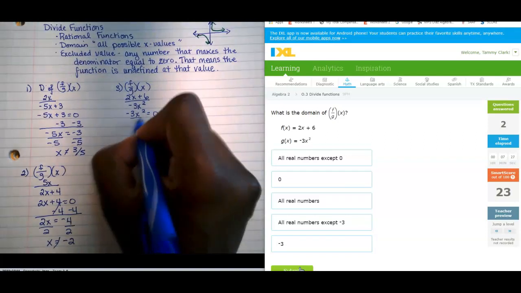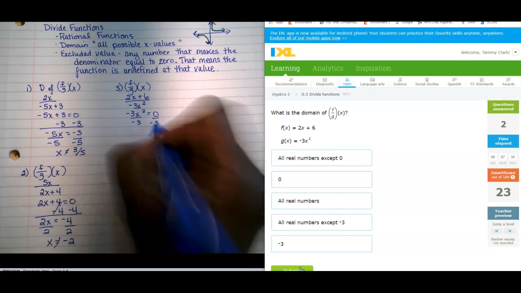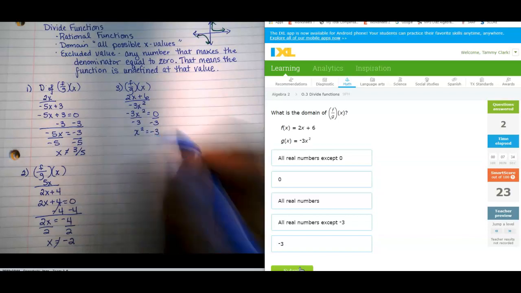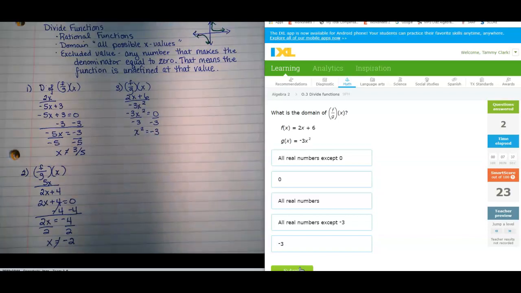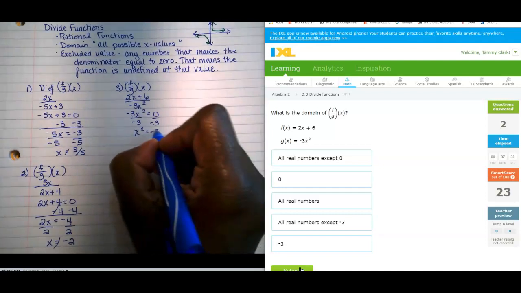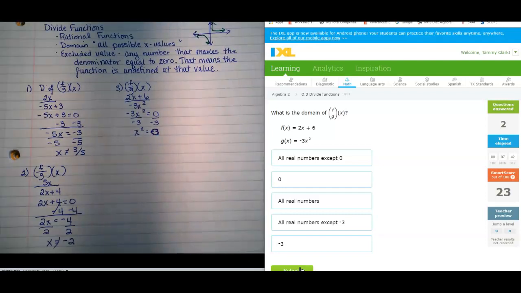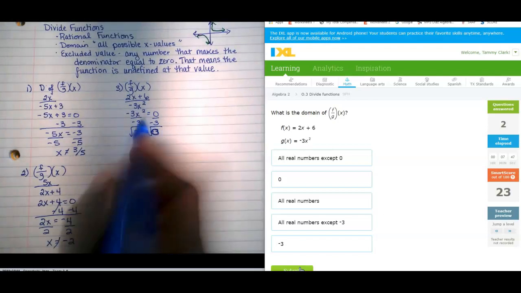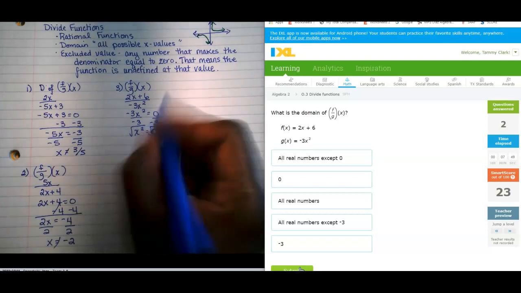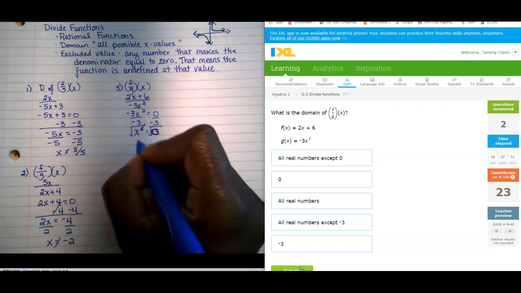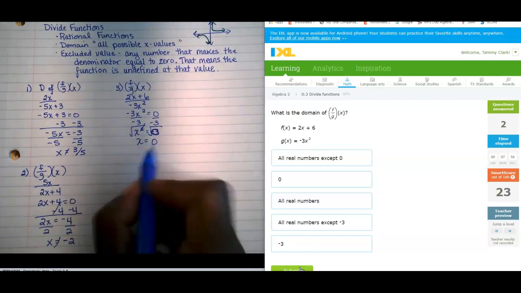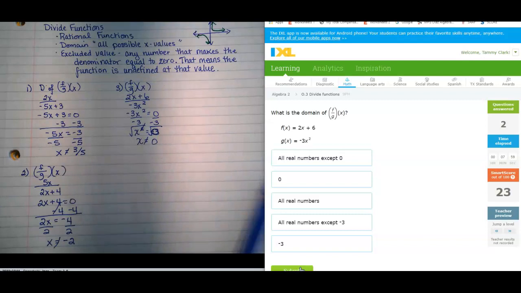So I'm going to divide by negative 3 on both sides of the equation. And that leaves me with x squared equals 0. 0 divided by negative 3 is just 0. So I'm going to take the square root of both sides. Square root cancels out a square, they're inverses of each other. So that leaves me with x is equal to the square root of 0, which is just 0. So our excluded value would be 0. So our domain is all real numbers except 0.